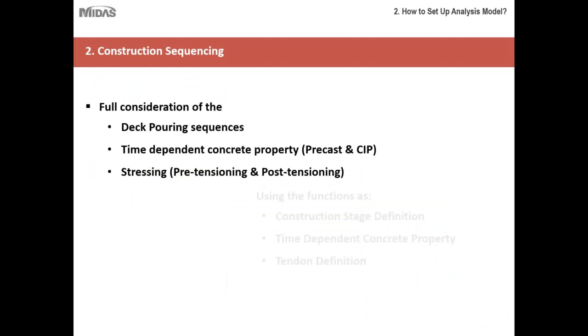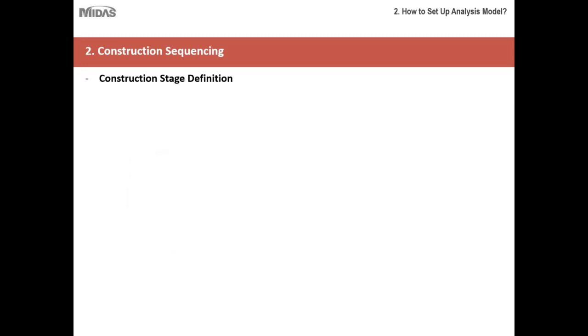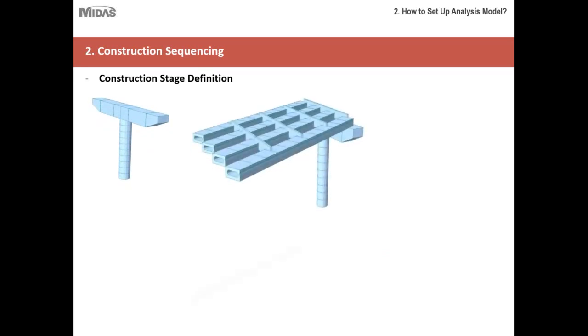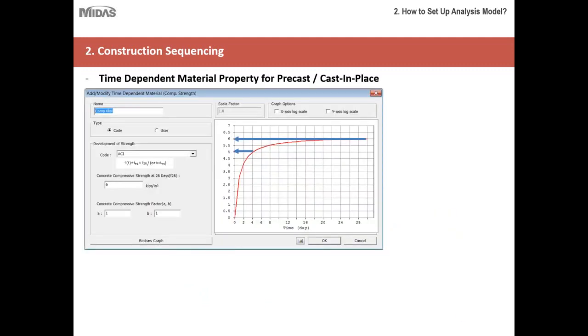For considerations of the deck pouring sequence, time-dependent concrete property, and stressing, using the functions in Civil such as construction stage definition, time-dependent concrete property, and tendon definition. As you can see, starting from the substructure erection to the beam installation, then deck pouring, and also tensioning, either post or pre-tensioning, anything can be handled.